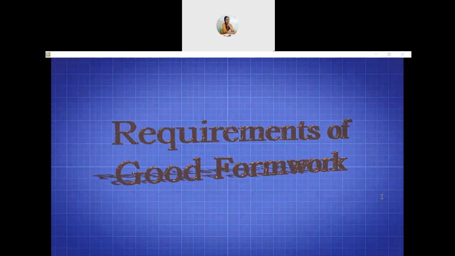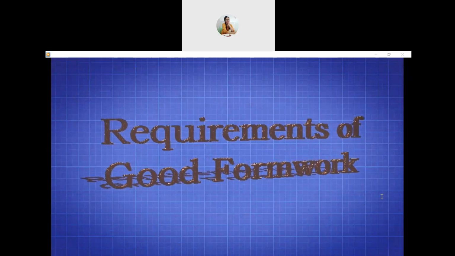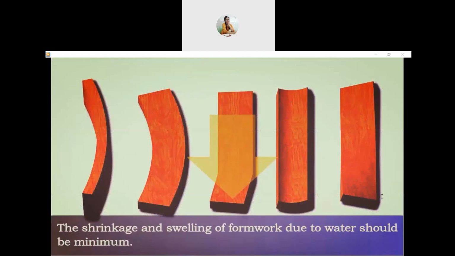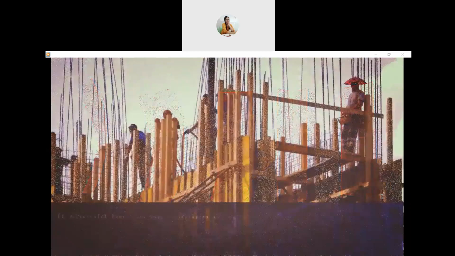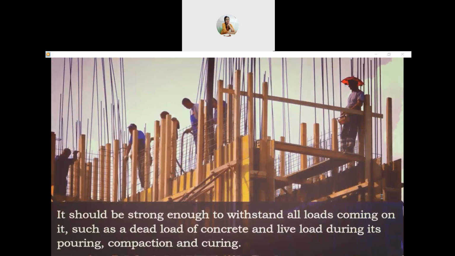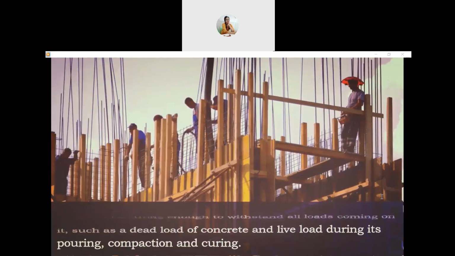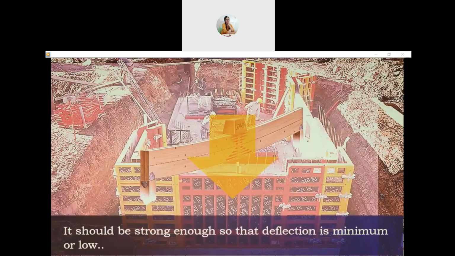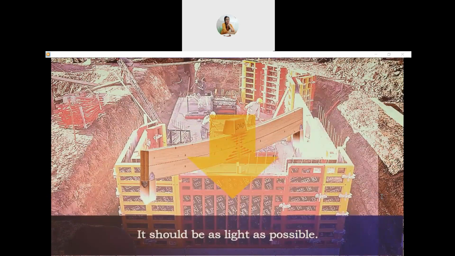A good formwork should comply with the following requirements. The material of the formwork should be cheap and it should be sufficient for reuse several times. The shrinkage and swelling of formwork due to water should be minimum. It should be strong enough to withstand all loads coming on it, such as a dead load of concrete and live load during its pouring, compaction and curing. It should be strong enough so that deflection is minimum or low. It should be as light as possible.